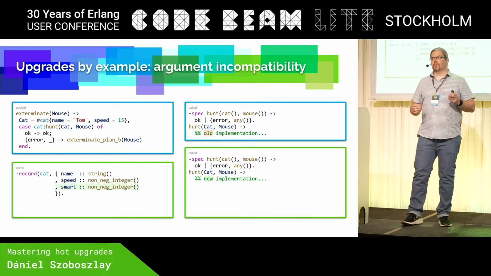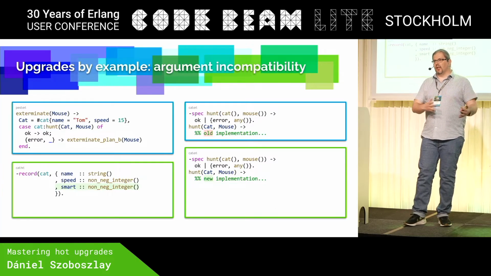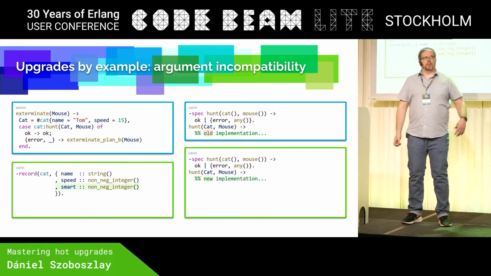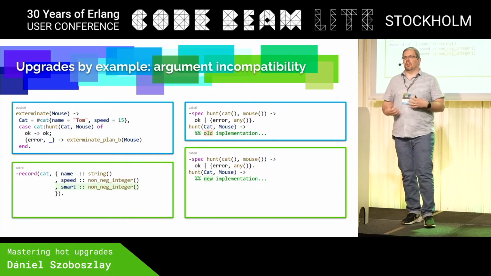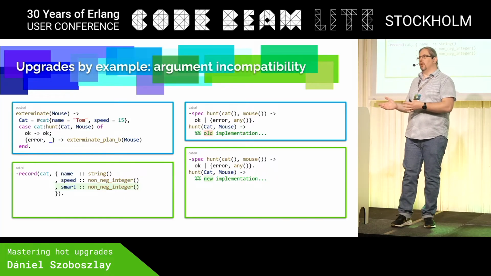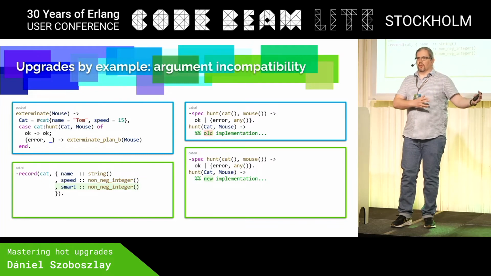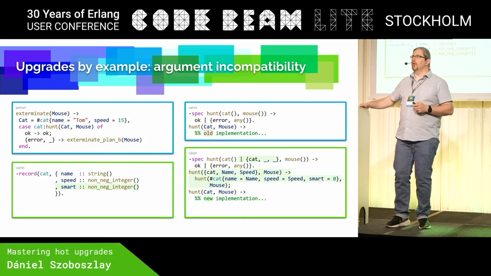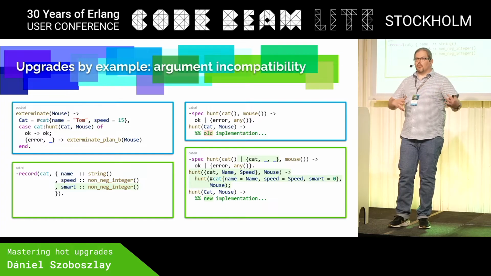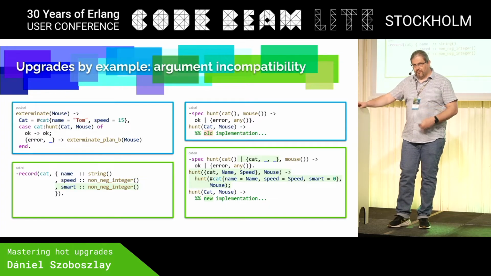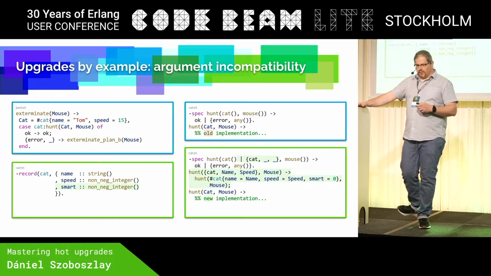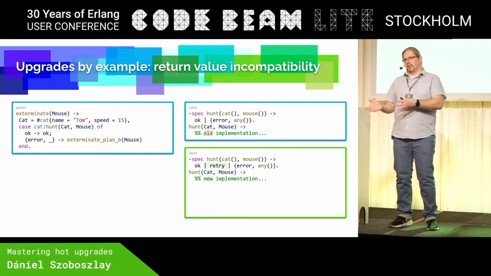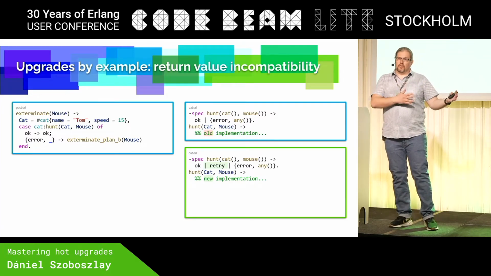The next thing that can go wrong is that the arguments you are calling the new version of cat:hunt with no longer work. Most typically, you are passing some record and you change the arity of the record. Then none of the pattern matches will work in the new code on records coming from the old code. The standard solution for this is to add a clause to your function that will take the old format arguments and upgrade them to the new format one. But the other way around is also possible. It can happen that the new version of cat:hunt returns a return value that the old code is not prepared to handle.